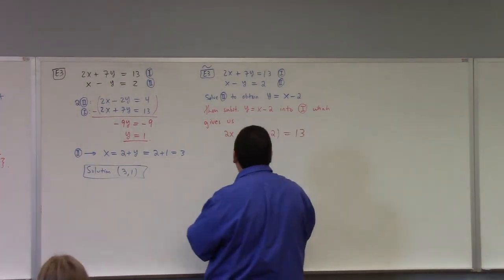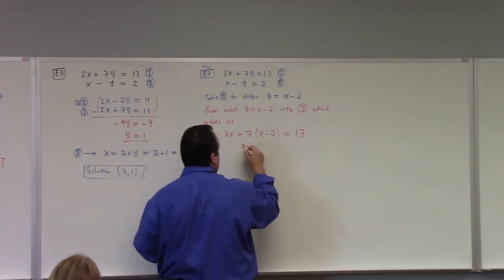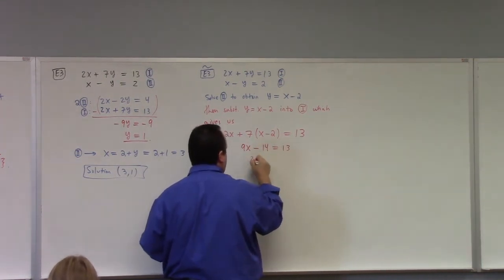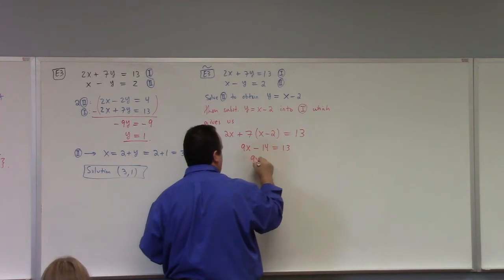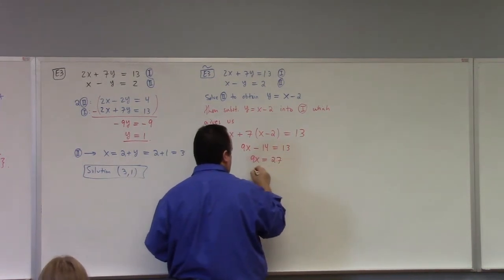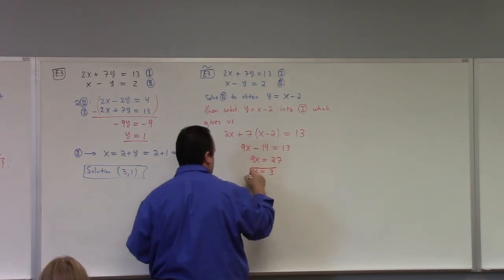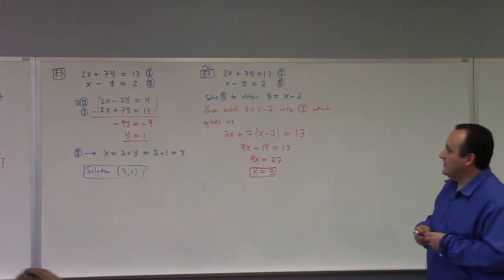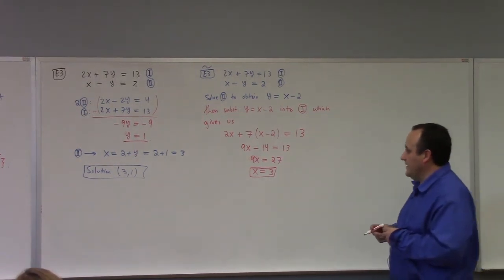What you got? You got yourself 9x minus 14 equals 13, which gives me 9x equals 27, which is x equals 27 over 9, which is 3. And then I have to go and, well, what's y?